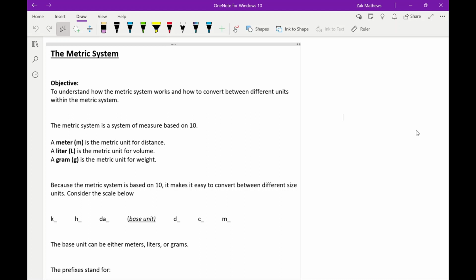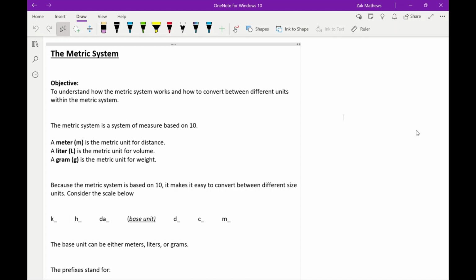The nice thing about the metric system is it's a system of measure based on tens, which is how our number system works, 10, 100, 1,000. So it makes it very, very easy to convert between different units. The metric system has three primary units. The meter is a measure of distance, the liter is a measure of volume, and a gram is a measure of weight. Notice the abbreviations: m for meter, capital L for liter, and g for gram.